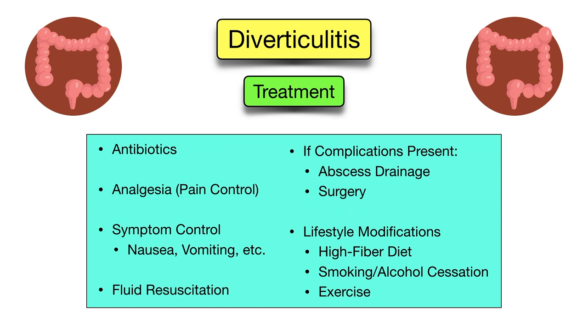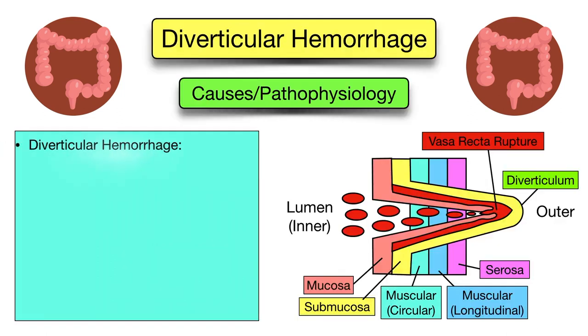The treatment of diverticulitis includes antibiotics, pain and symptom control, and possible fluid resuscitation depending on the case. Patients with uncomplicated diverticulitis may be able to be treated outpatient if stable and tolerating feeds. Patients with complicated diverticulitis may require inpatient treatment and possible surgical intervention. All patients will be recommended to make lifestyle adjustments such as a high-fiber diet, smoking and alcohol cessation, exercise, and sufficient fluid intake. Sometimes the diverticula can bleed, known as a diverticular hemorrhage.